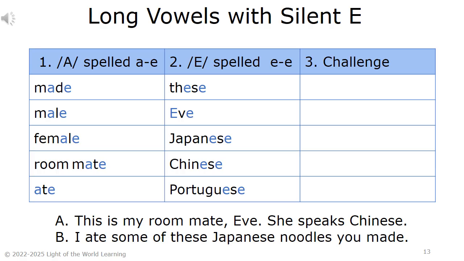Long vowels with silent E. 1. A, spelled A-E: maid, male, female, roommate, ate. 2. E, spelled E-E: these, Eve, Japanese, Chinese, Portuguese. A. This is my roommate, Eve. She speaks Chinese. B. I ate some of these Japanese noodles you made.